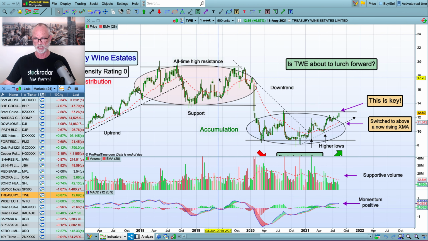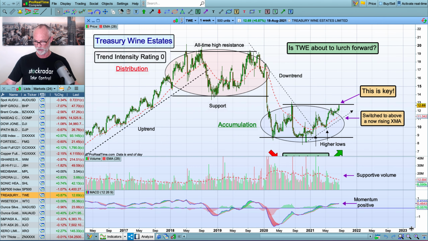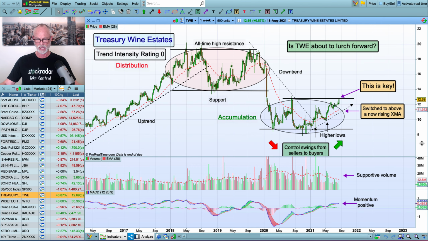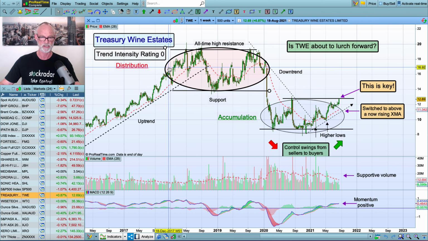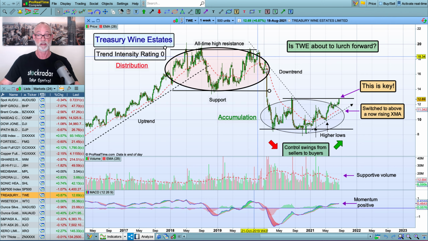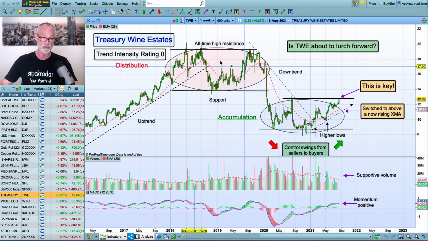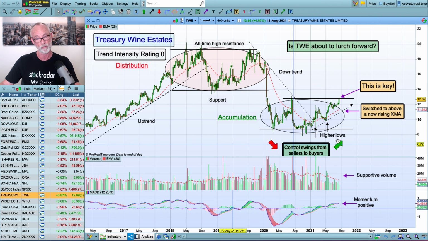And on this chart here, I've actually got quite a lot of action on here, so you might want to just take a photo of this and print it off. But what we've got here, we know that Treasury Wine Estates had a huge rally back in 2016, 2017, reached a peak around 2018-19, struggled at this level here up around about $20, and eventually broke down and collapsed down. So this was a trend phase, this is a distribution phase, this is the downtrend phase, and now we move into what I call an accumulation phase.